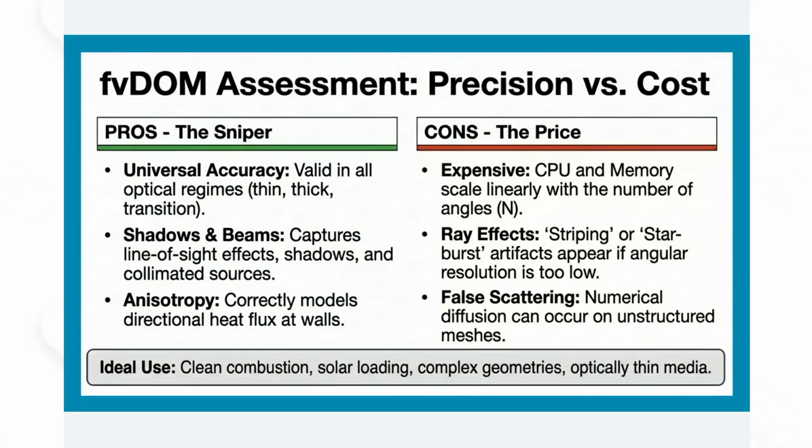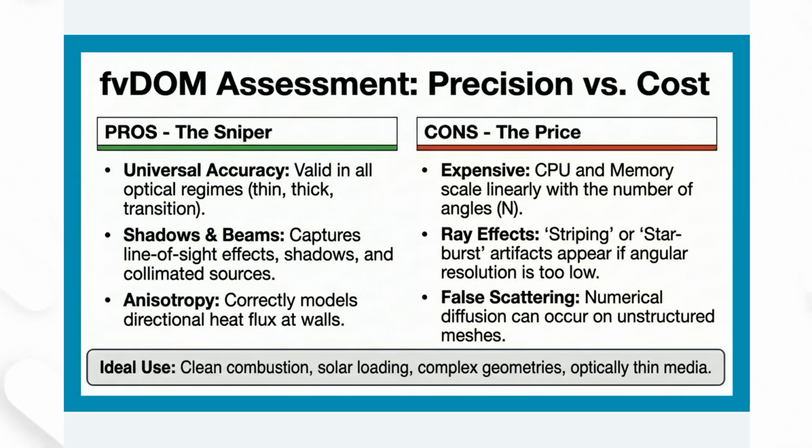But it comes at a very costly price, because cost scales linearly with the number of angles. So if you run an S4 quadrature, you're solving 24 extra equations. This is a massive increase in CPU time and memory usage compared to a single equation model.